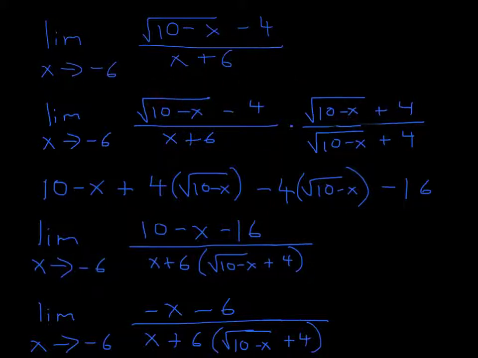The square roots cancel, because when you multiply two square roots, they cancel. So it becomes 10 minus x. Then the next one, square root of 10 minus x times 4. So 4 times square root of 10 minus x. Next, it's -4 times square root of 10 minus x. Finally, -4 times plus 4, and that becomes -16.